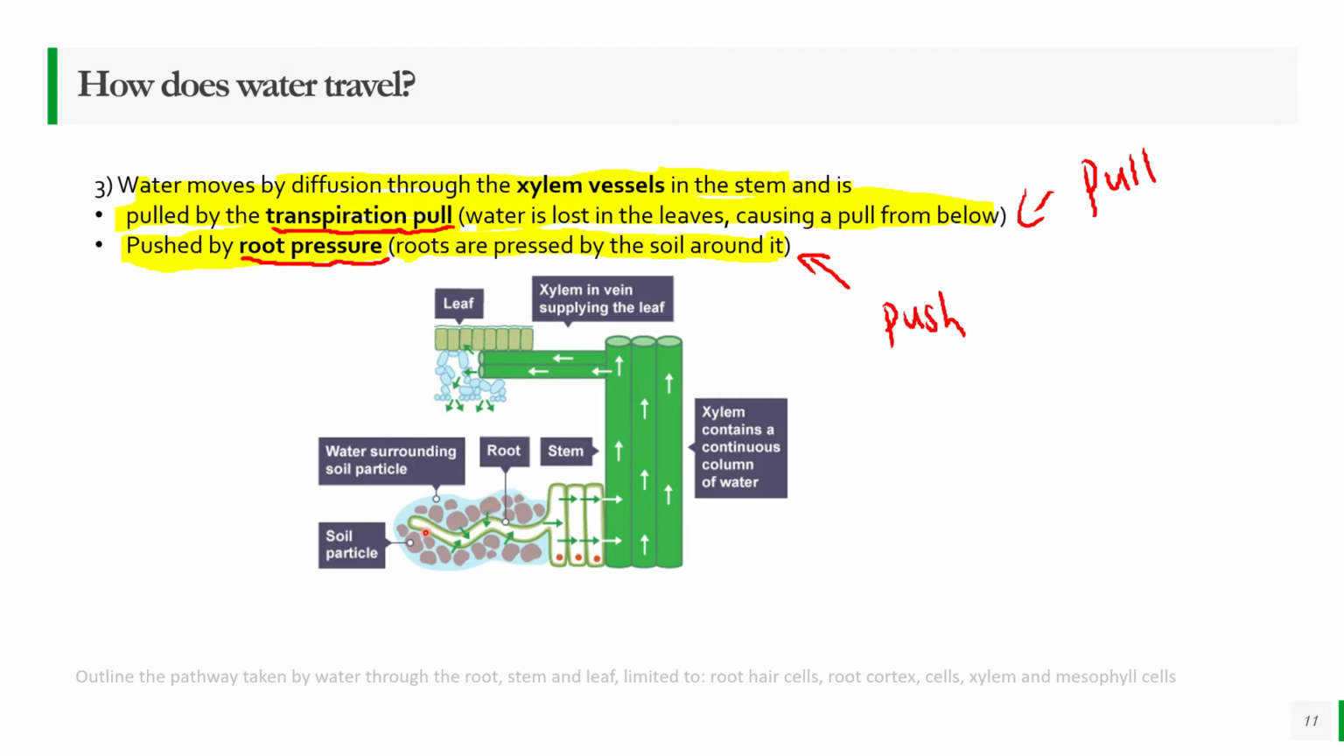So here you can see root hair cells, okay, root cortex cell, xylem vessel. Now this is able to go up because of these two forces. Okay, transpiration pull and root pressure. Okay, and eventually it will be able to enter the leaf. Okay, so that will be the last stage.